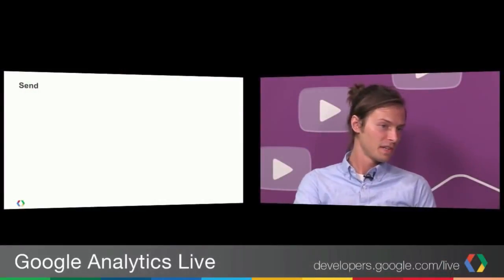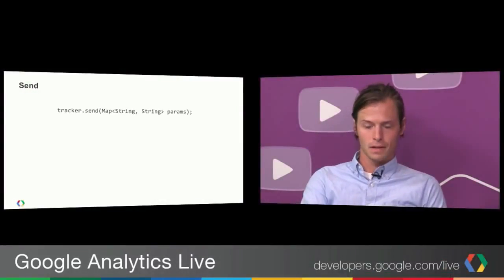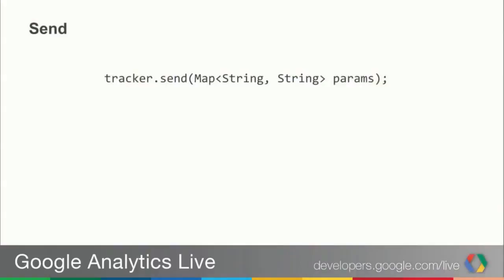So let's start with send, because that's probably the command that most people are going to be using most often. How does it work, basically? So send's very straightforward. It takes a map for the Android SDK, and the iOS SDK would be a dictionary, of parameters. Parameters have a name and a value, and they're both treated as strings. So we no longer deal with various object types like integers or floats or longs. Everything is a string for the send method.